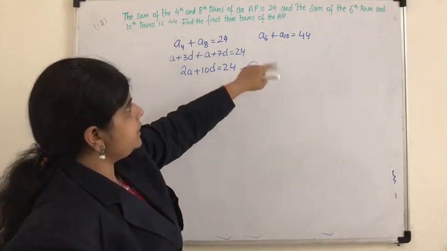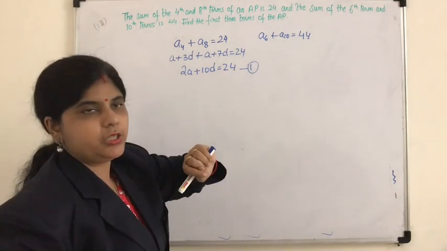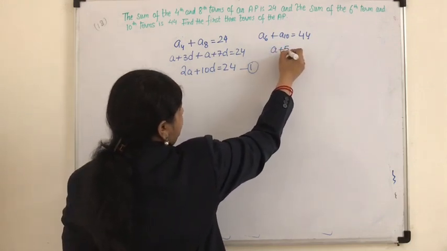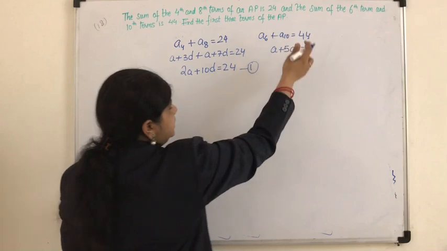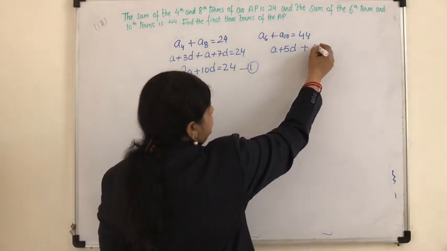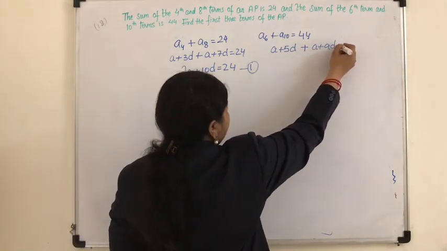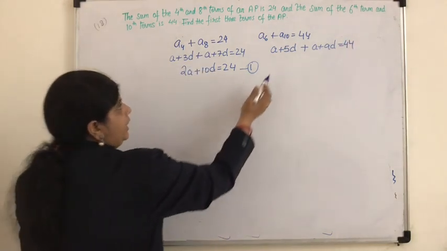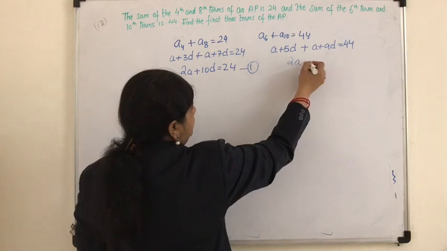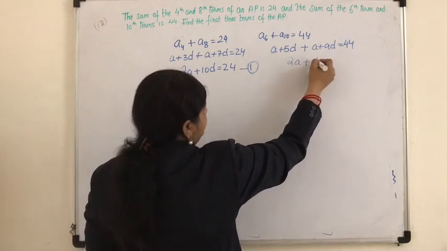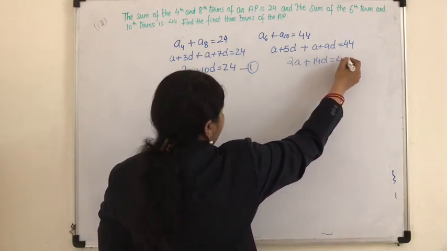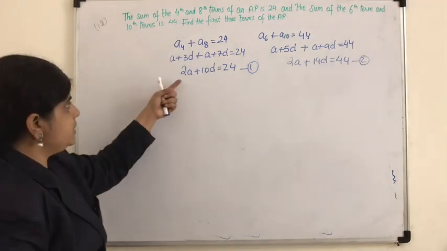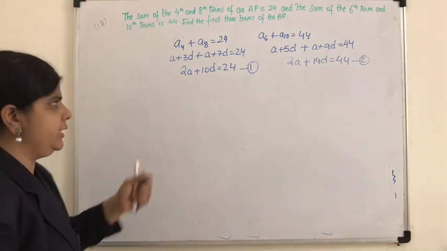Similarly, we have A6 plus A10 is equal to 44. So A6 can be written as A plus 5D, plus A10, which can be written as A plus 9D, is equal to 44. Again, we will just simplify. A plus A, 2A, plus 9 plus 5, 14D, is equal to 44. We can call it equation number 2. If you want, you can simplify it further, divide by 2. Directly also we can do.